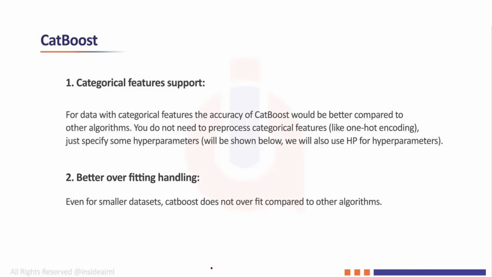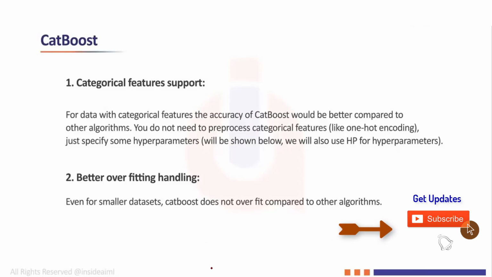If you are familiar with any Python implementation, you know that for handling a categorical attribute, you have to apply some scheme like one-hot encoding. Here you don't need to do that. The algorithm will take care of that, but you need to mention some hyperparameter. And this has a better overfitting handling capability also. So it is less prone to overfitting.